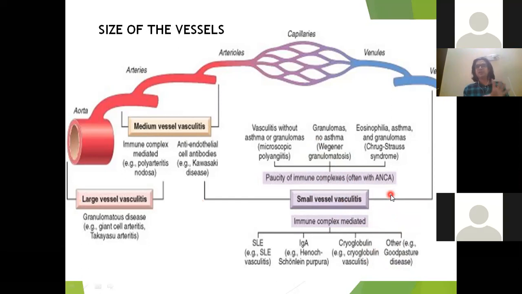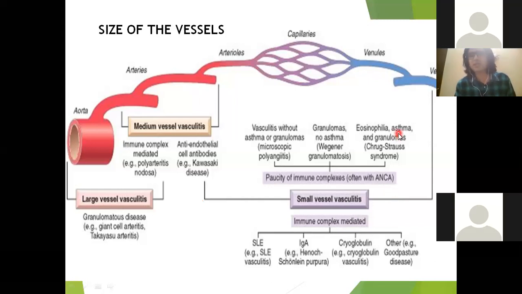So anti-neutrophil cytoplasmic antibodies are formed, and as the name tells you, these antibodies are against the neutrophils. So these antibodies attack the neutrophils. The neutrophils release their enzymes, and those enzymes cause damage to the endothelium and vessel wall, right?